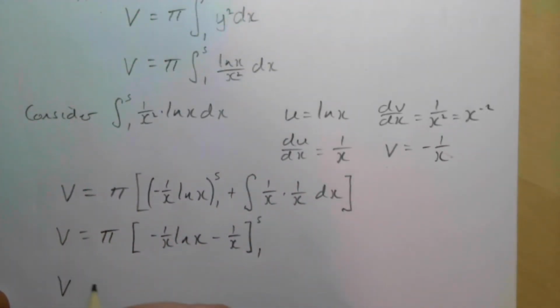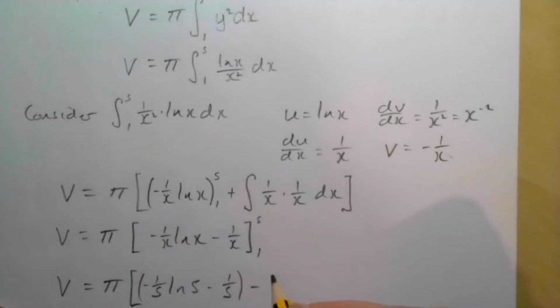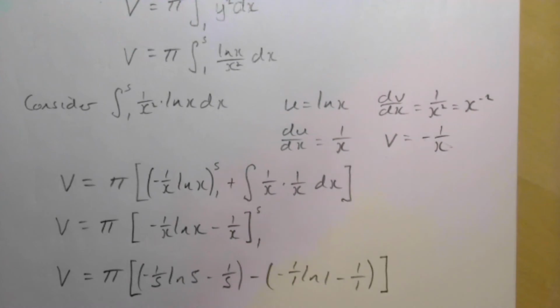So volume then is going to be pi times, let me see if I can work this out, minus 1 over 5 ln 5, take away 1 over 5, minus, 1 over 1 ln 1, take away 1 over 1. So how are we going to tidy this up then? Let's take a look.